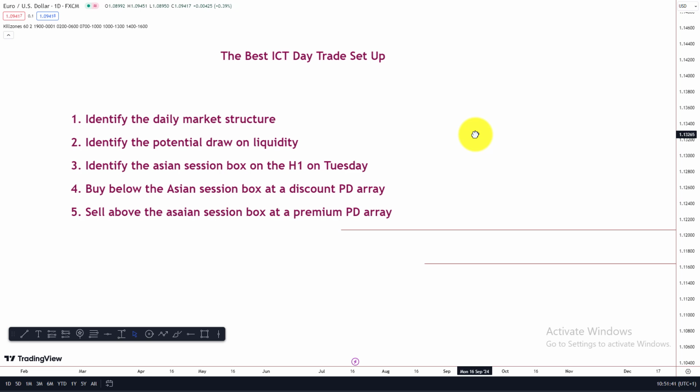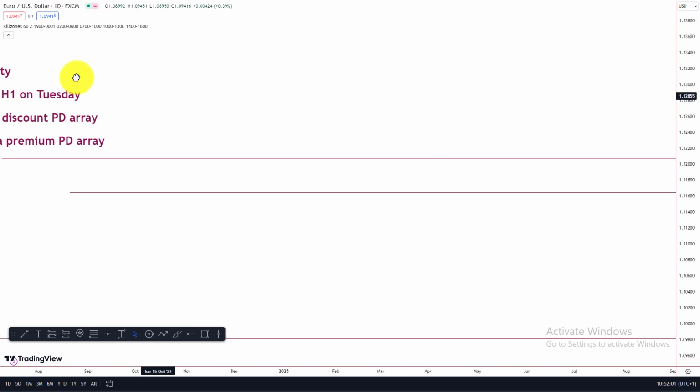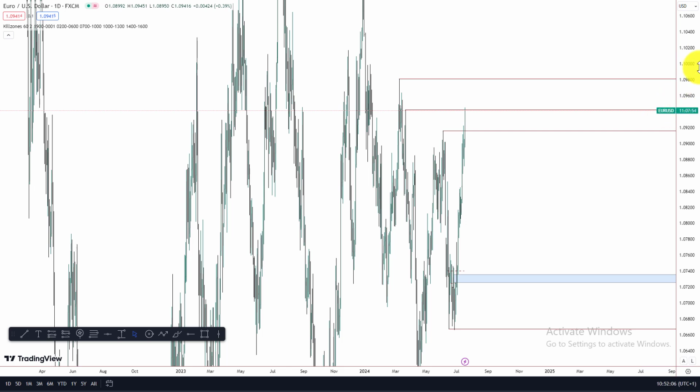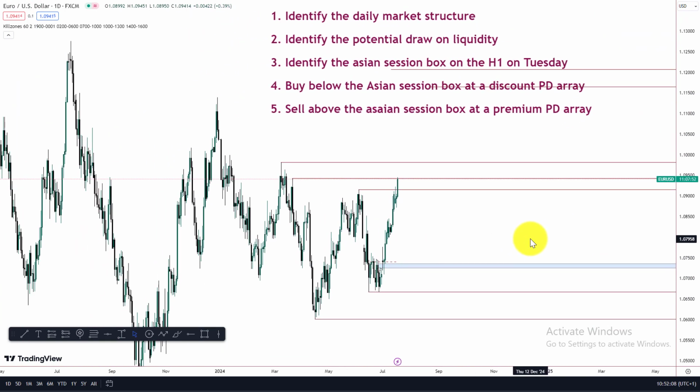The last thing, the fourth thing you need to check, is you need to buy below the Asian session box. If we are buying the market, we buy below the Asian session box at a discount PD array, and if we are selling, that means in a bearish order flow, we will be selling above the Asian session range at a premium PD array. All right, so that being said, I'm just going to go to the chart and show you exactly what I mean using a practical example with this current market.